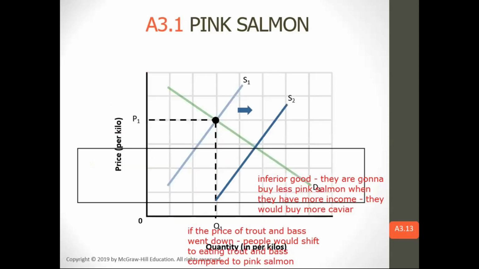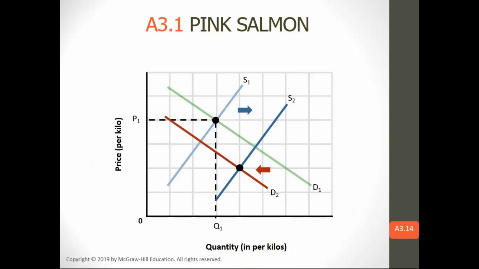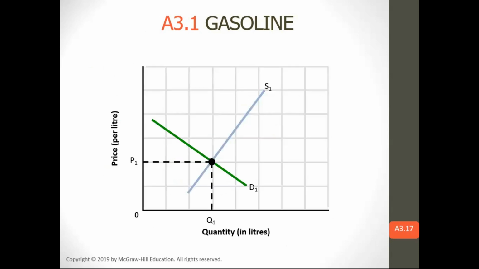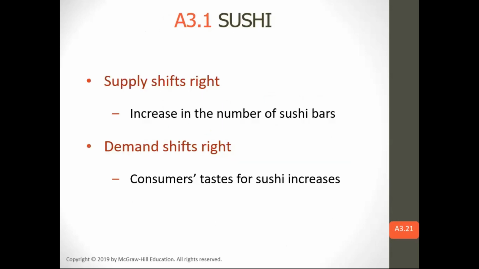So if there's new technology and new fishers enter the industry, supply will shift right, like this. Then demand will shift left if substitutes decrease in price and people make more income. Supply of gasoline decreases if there's refinery breakdowns, Mideast politics and warfare, rising price of oil. Demand for gasoline increases if consumers' incomes increase and low mileage SUVs are popular. Supply shifts right if there's an increase in the number of sushi bars, and demand shifts right if consumers' taste for sushi increases.